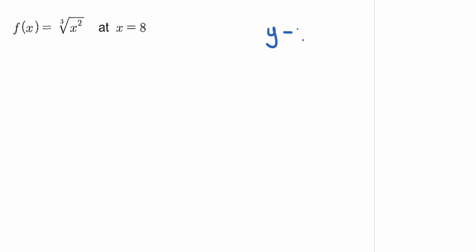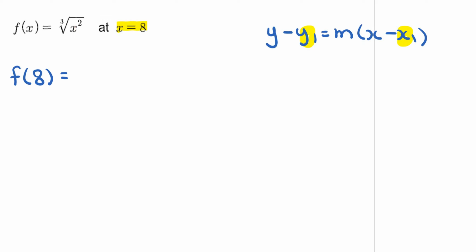So let's go ahead and find the equation of this tangent line. And let's start off by writing the equation of the line in point slope form. And our goal is to find y1 and x1. And we know x1 is equal to 8. So let's go ahead and find f of 8. And what that means is every single x value gets replaced with 8 there.